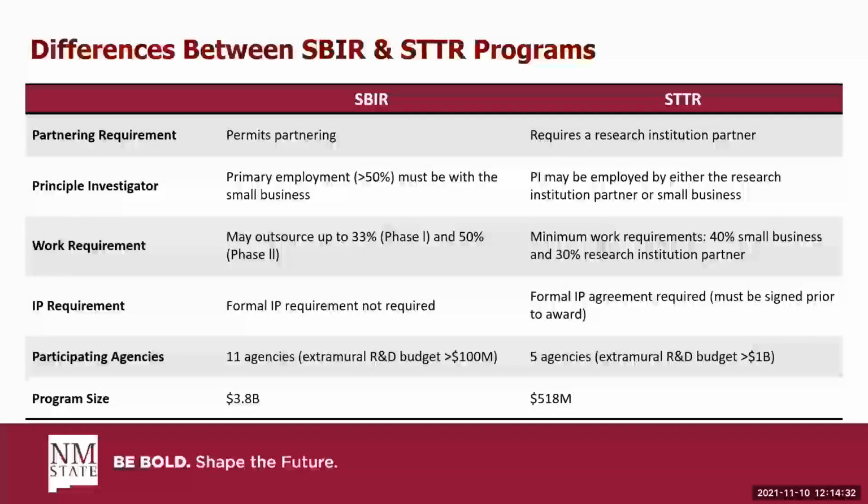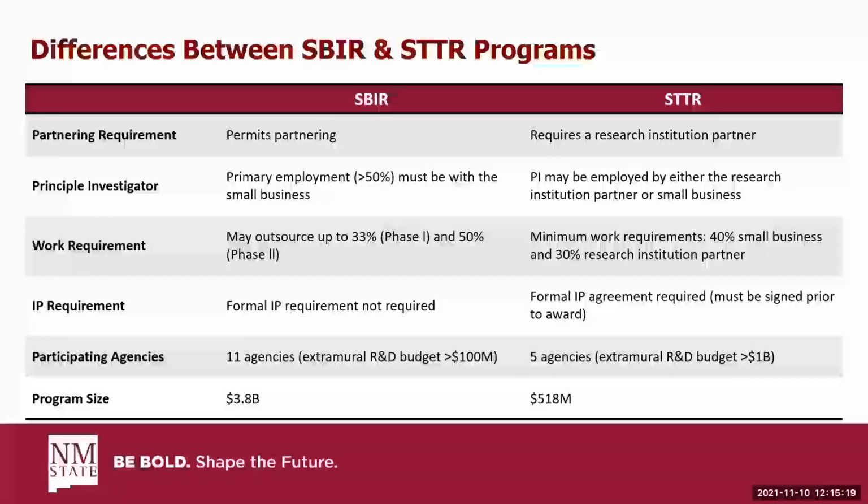The work requirement: with SBIR, you can outsource up to 33% on a Phase 1 and 50% on a Phase 2. With STTR, you have to allocate at least 30% to that research institution partner. IP requirements: obviously with SBIR, if you're not working with anybody, you don't need an IP agreement with yourself. If you're working with a research institution, you must work on that IP agreement, and it must be signed prior to the award. So if that's something you're interested in, we suggest starting to have those conversations as soon as possible because it takes a while to work those out with those institutions.